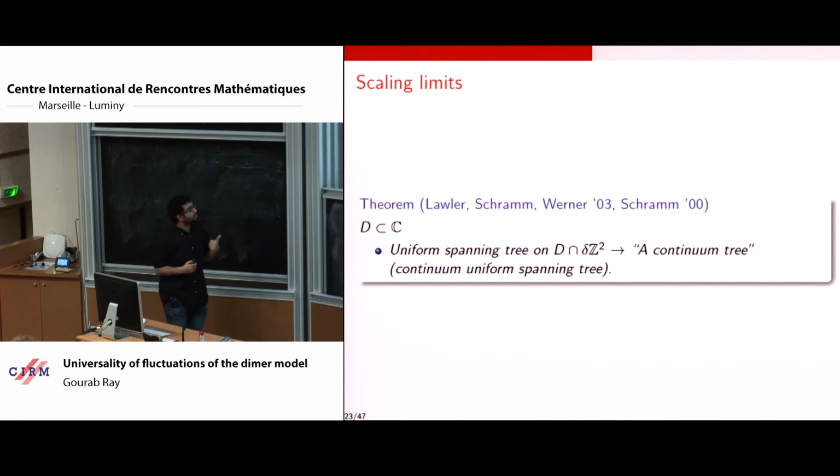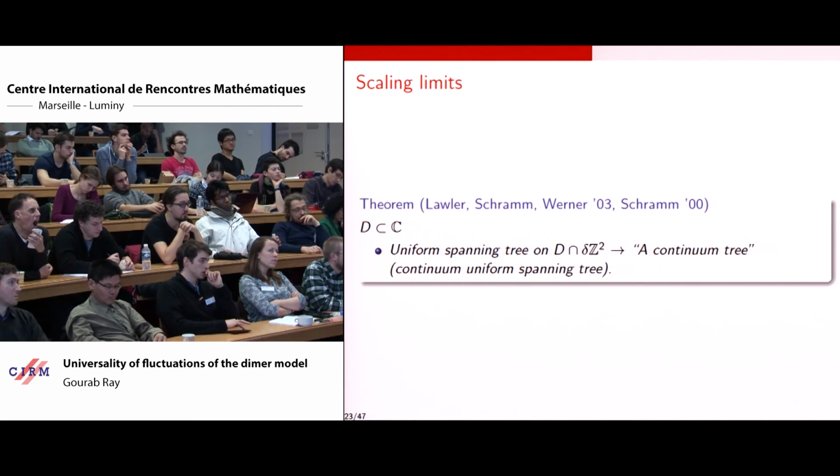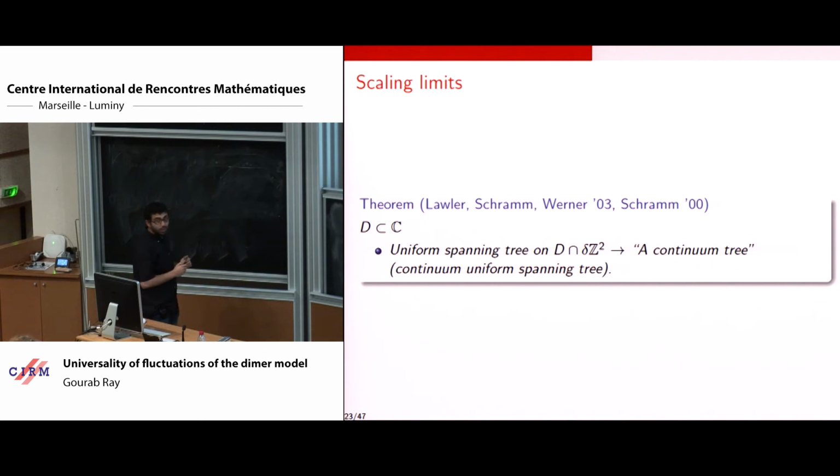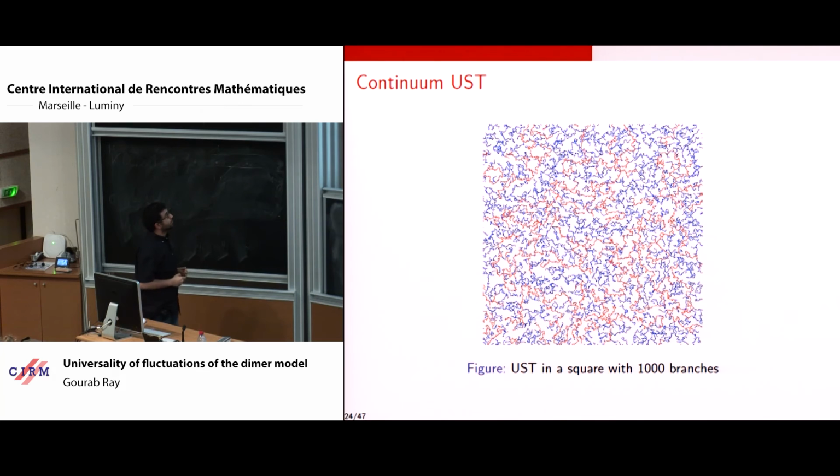However, you have to define some special kind of topology, which is the Schramm topology, and you can make sense of a continuum tree in the limit. I won't go into the details because of the lack of time, but I will show you a picture. And here it is. So it's a uniform spanning tree with wired boundary conditions on a square with 1,000 branches. As you can see, the branches are fractal.